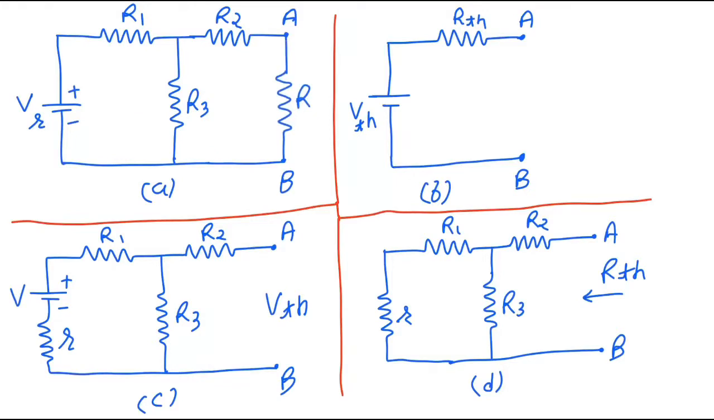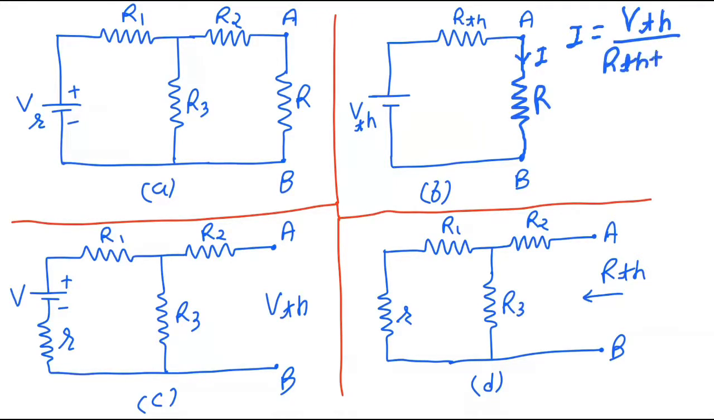Now after this, connect a resistance R between terminals A and B and calculate the current I through resistance R. This current I is given by I is equal to VTH divided by the total resistance, that means RTH plus R. This current I is the required current through resistance R of the circuit shown in figure A.